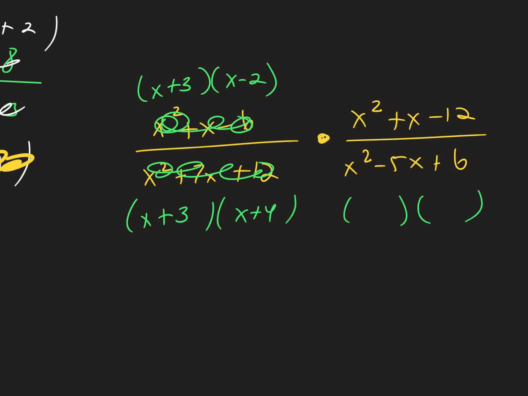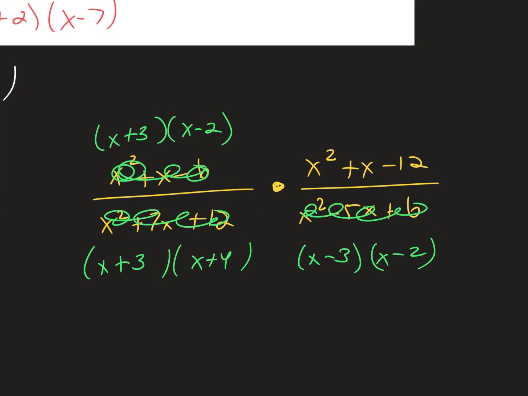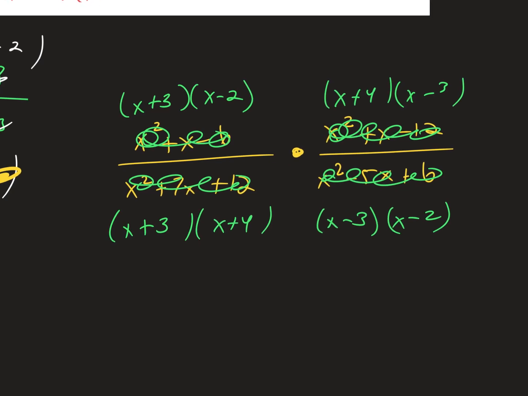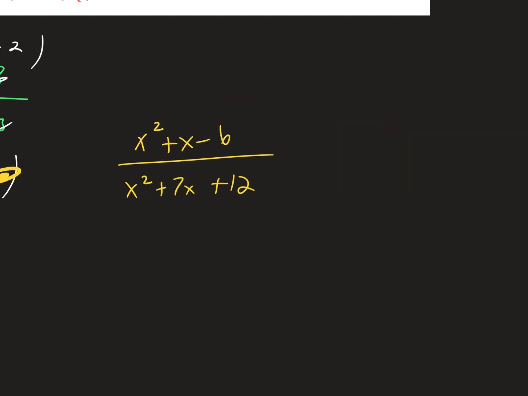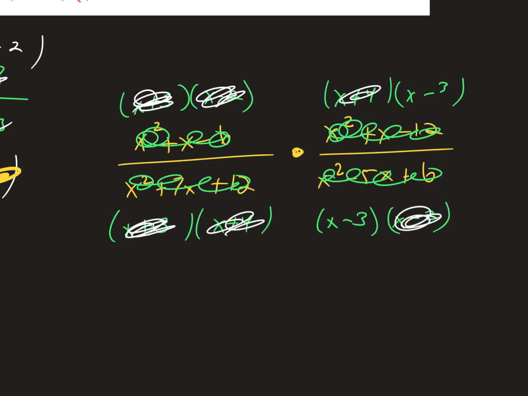Bottom right. What times what is going to give me a positive 6 when I multiply, but a negative 5 when I add? What would it be? Minus 3, minus 2. Good. And then up here, what times what is going to give me a negative 12 when I multiply, but a positive 1? X plus 4 and x minus 3. You guys agree? All right, what's going to cancel? X plus 3 in the top and x plus 3 where? On the bottom. I got a minus 2 and a minus 2. I got a plus 4 and a plus 4. And a minus 3 and a minus 3. Everything canceled. So what happens? Your answer is 1. Perfect.